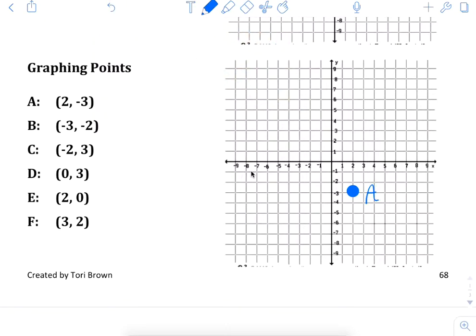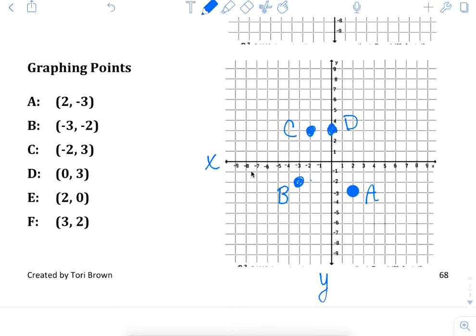Let's try B. B is negative 3, negative 2. So we're going to go X's first, negative 3, and then down negative 2 on our Y's. This point is B. C is going to be negative 2, positive 3, so left 2, up 3. D is going to be 0, 3. Make sure you're going 0 left or right, but 3 up. Should be on the same up level as D and C.